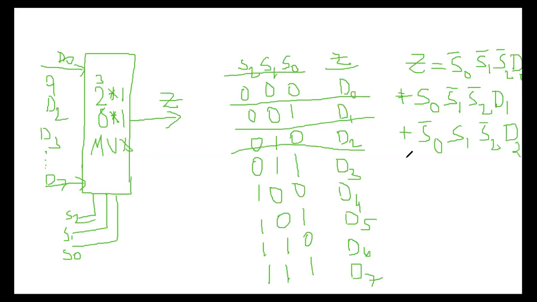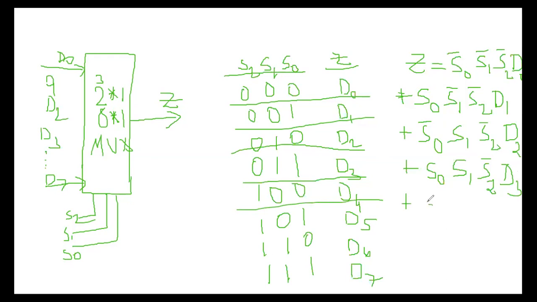The product, plus the next, the fourth one here. You can see the fourth one: 0, 1, 1. 0, 1, 1 means S0 is 1, so S0. S1 is 1, so S1. And S2 is a 0, it is a complement value, S2 bar, and the D3.